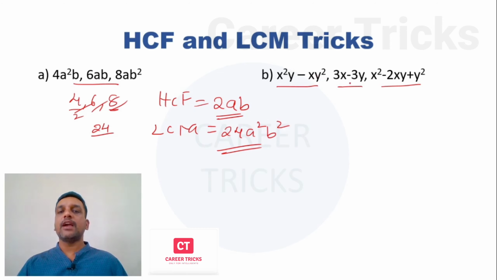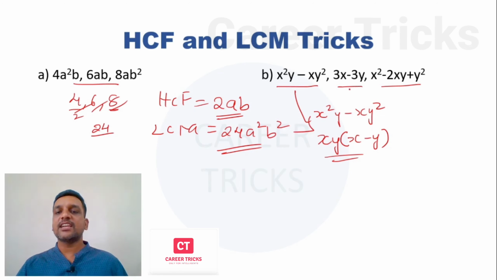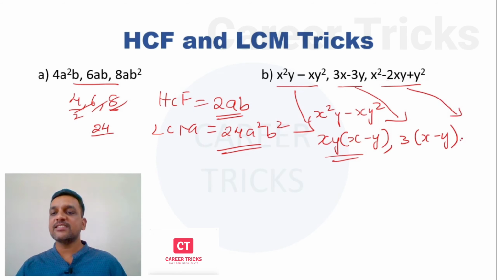In this problem, we have to take some common factors out. What do we have to do? X square y minus xy square is there. I will take xy as common. At that time, what will I get? X minus y I will get. Okay, I will write it. This is the first part. For the second part, 3 common I am taking, x minus y I will get. That is the second part. For the third part, this is x square minus 2xy plus y square, which I can write as x minus y whole square.